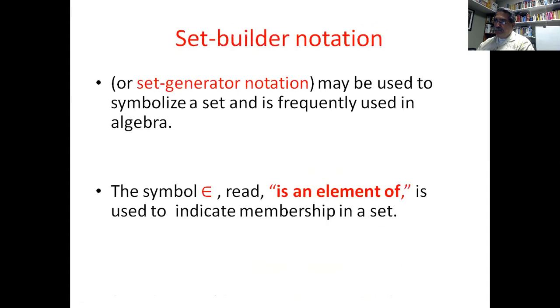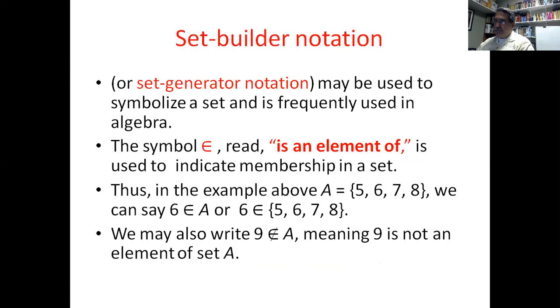Set builder notation. Set builder notation, or set generator notation, may be used to symbolize a set and is frequently used in algebra. The symbol, you know, looks like an E. This means it's a part of, it's an element of a set. For example, if you have a set A that has these elements, 5, 6, 7, 8, we can say 6, and then we use this symbol, is a part of set A. 6 is part of 5, 6, 7, 8. When a number is not part of a set, like the number 9, we use the same symbol, but then you can see there's a cross. 9 is not an element of set A.